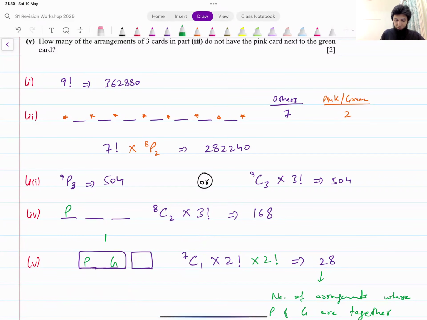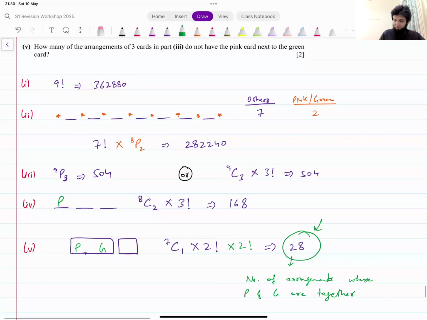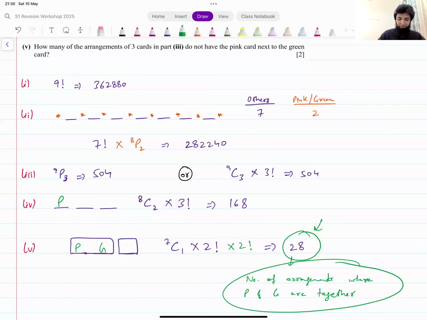Once we have selected that 1 card, now after that selection, we've got 3 cards like this in which we want these 2 together. So we put them in a single box. In how many ways can we arrange these 2 boxes? 2 factorial. We multiply by 2 factorial because of that. But then P and G could switch places with each other as well. That's 2 factorial. And that gives us 28. That's the number of arrangements where P and G are together.